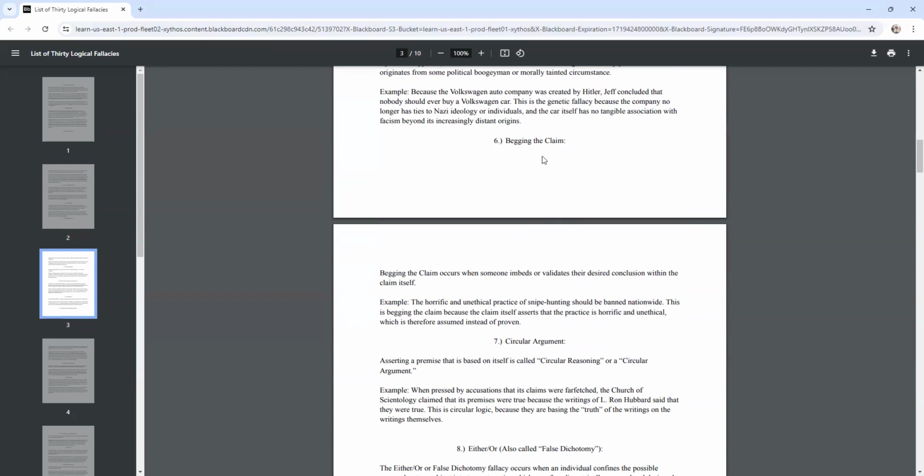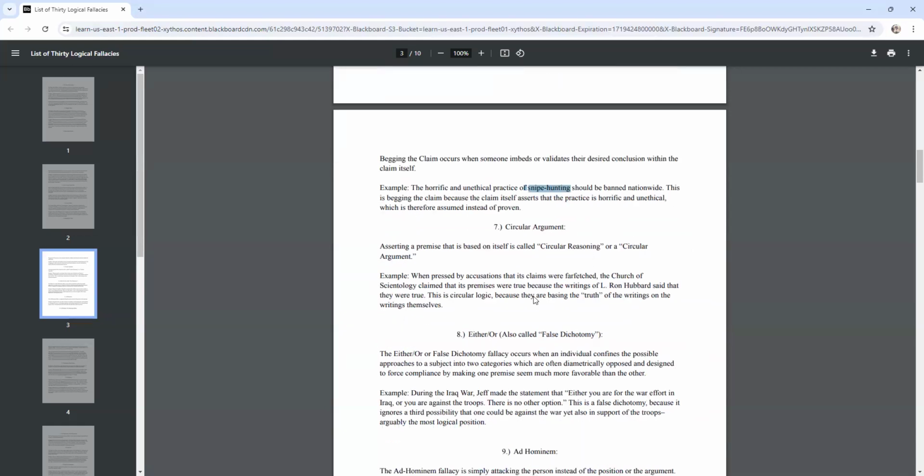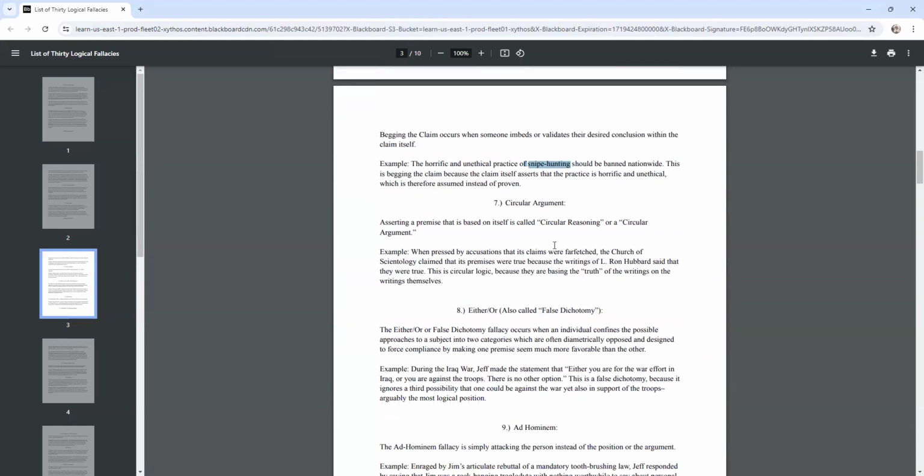Number 6 is begging the claim. Begging the claim occurs when someone embeds or validates their desired conclusion within the claim itself. Example, the horrific and unethical practice of snipe hunting should be banned nationwide. This is begging the claim because the claim itself asserts that the practice is horrific and unethical, which is therefore assumed instead of proven. For those of you who don't know, snipe hunting is a gag that people play. There is no such thing as a snipe. So if anyone ever takes you on a snipe hunt, they're pulling your leg.